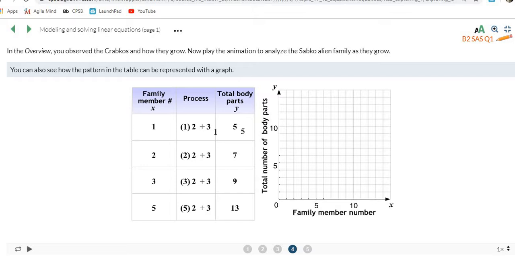Now they want us to graph the family member 1, 2, 3, and 5. So family member 1, I have an ordered pair of 1, 5. I need to plot that. Family member 2, I have an ordered pair of 2, 7. 3, I have an ordered pair of 3, 9. And 5, I have an ordered pair of 5, 13. So your graph should look similar to mine.